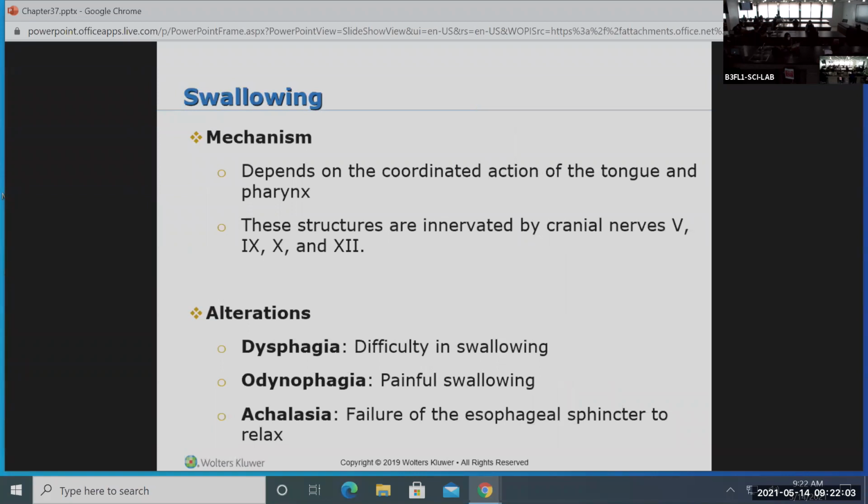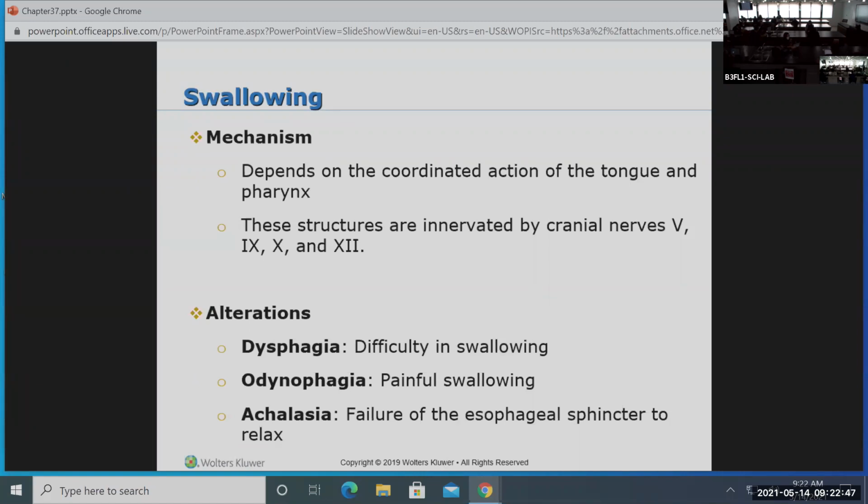Important. Swallowing is a mechanism that depends on coordinated actions of the tongue and the pharynx. We call it the swallowing reflex, if you remember. The first part of swallowing is 100% voluntary. The second and third parts are 100% involuntary. Please remember, the first part, which is voluntary, is done with the help of the tongue. Later on, the pharynx and esophagus take over as part of a reflex, which we don't have to think about. We do have a swallowing center in the medulla.